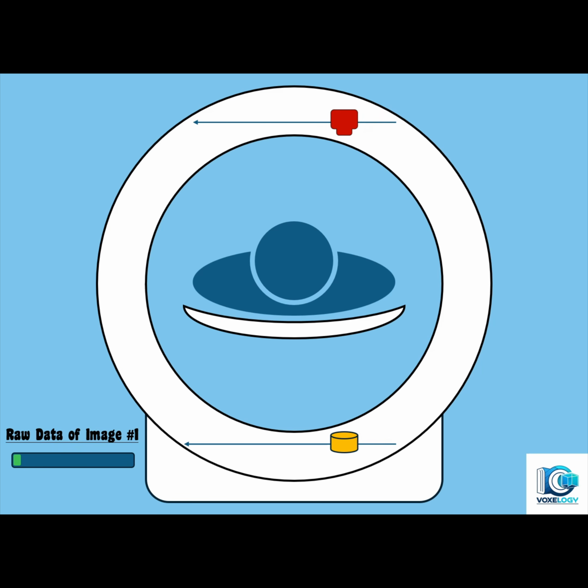In the next step, both the source and the receiver moved the same amount in the direction of the width of the patient's body to scan the second part. This process was repeated several times until the entire width of the patient's body was imaged at the desired section. This was only a projection.